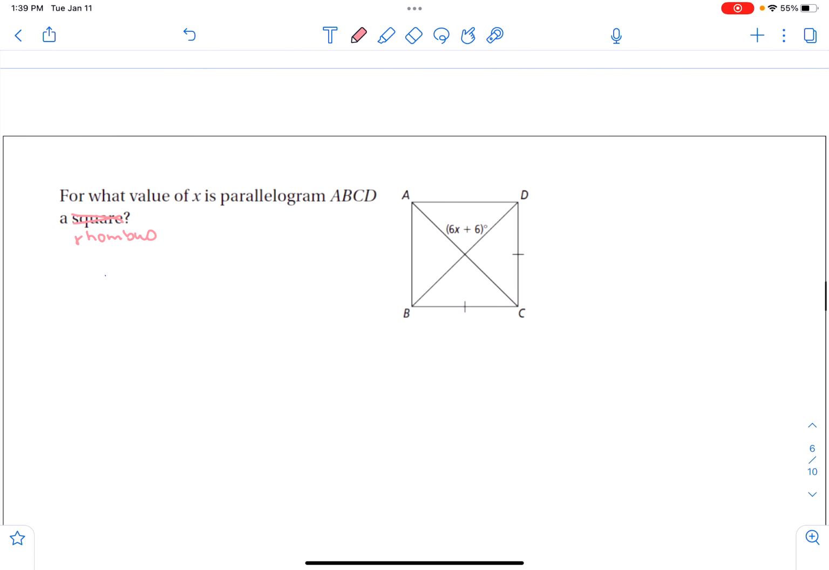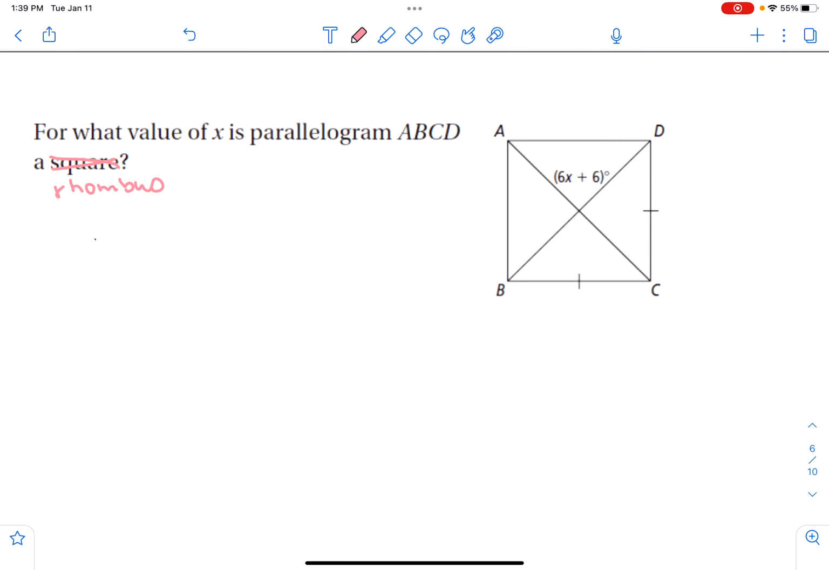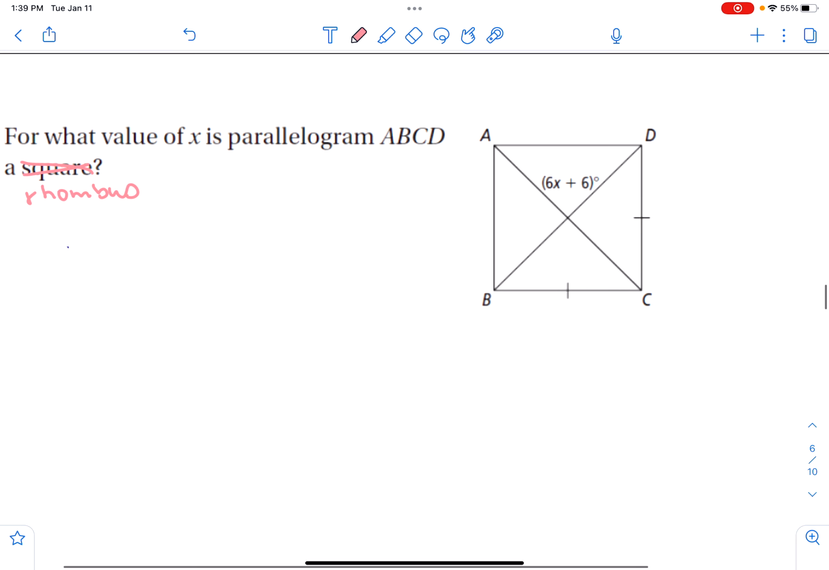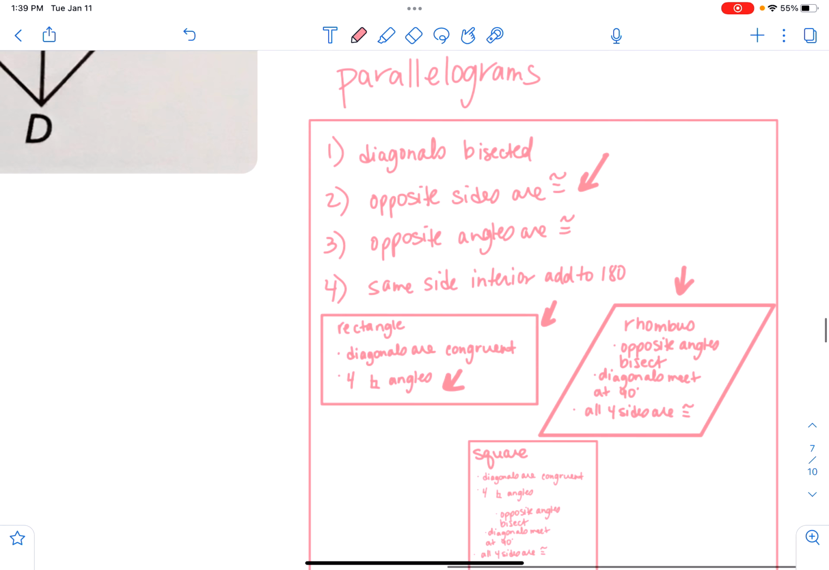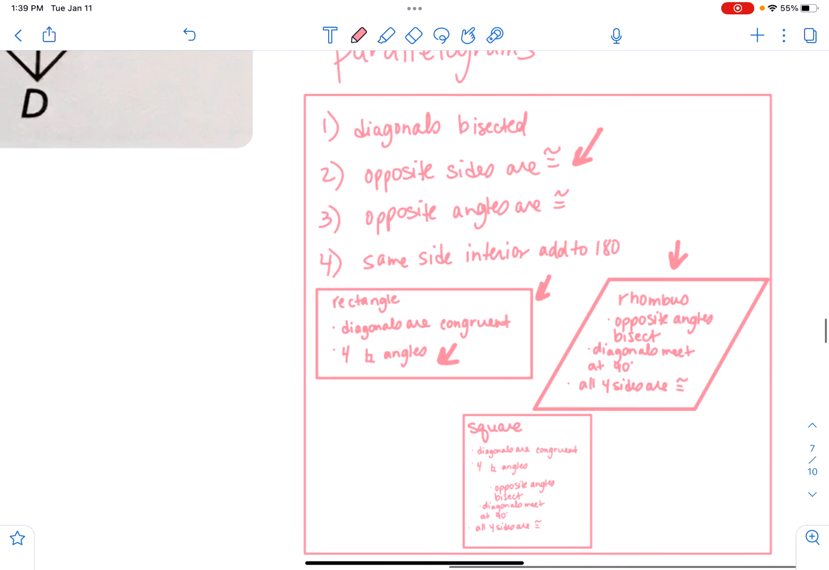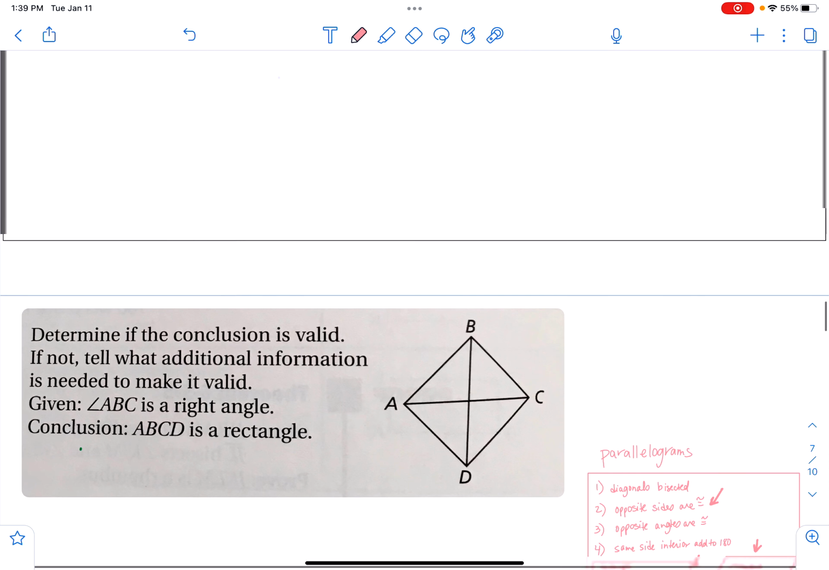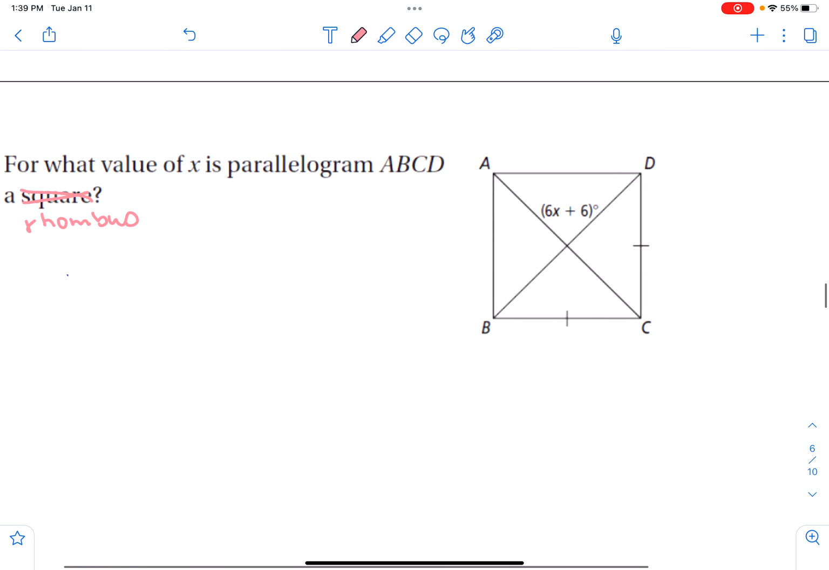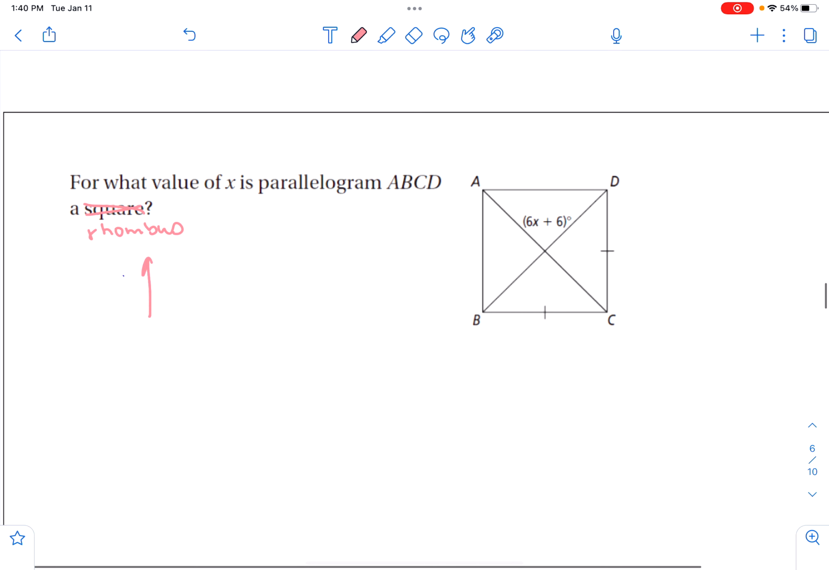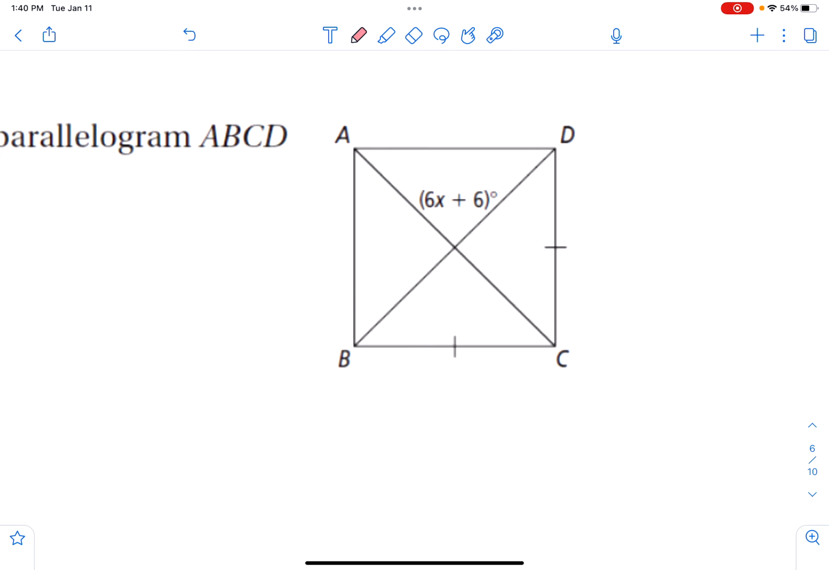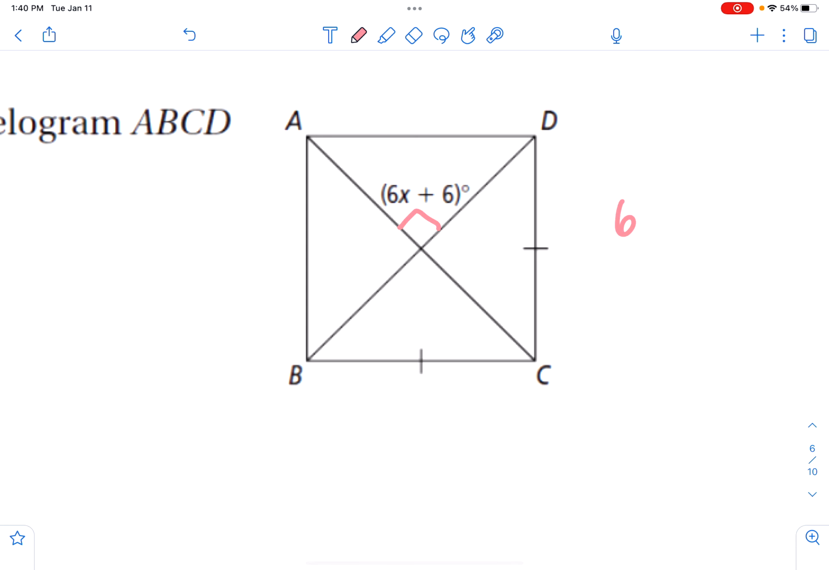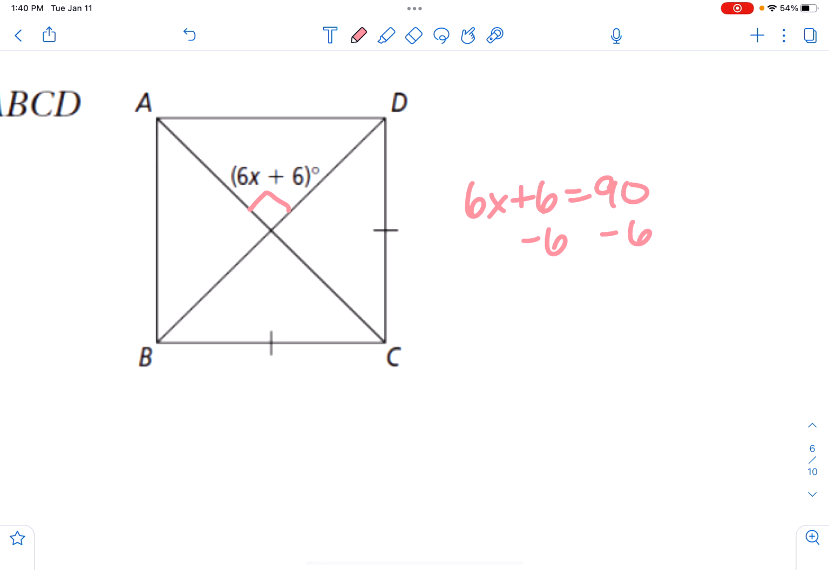And then this last one, I think they made a typo. It should say rhombus, not square, because rhombus is the one that has the diagonals meeting at 90 degrees. And even though a square does as well, they didn't say anything about it having right angles in the corner. They didn't tell us that. So this should say rhombus. Anyway, this is a basic math one. They want you to know that should be 90. So they just want you to solve for x. So this part isn't as difficult as all of the explaining.